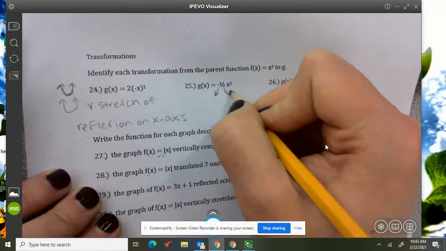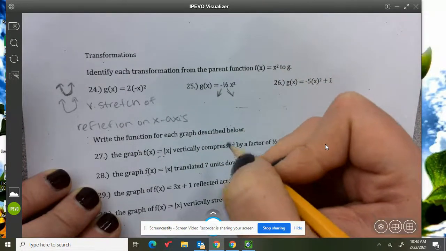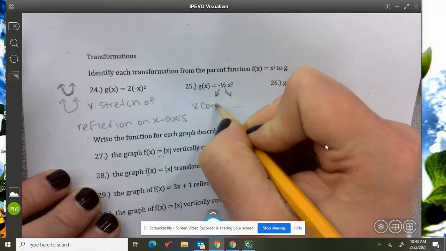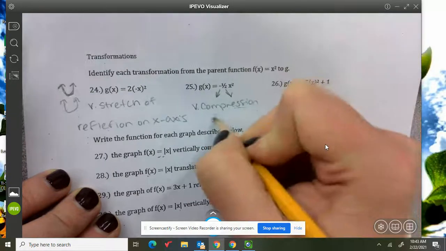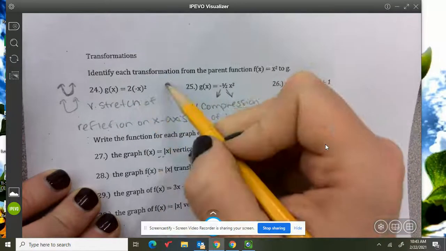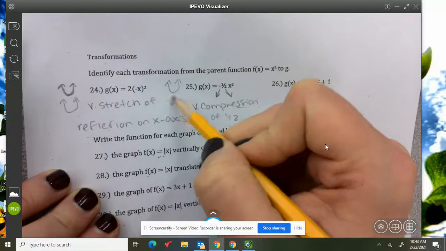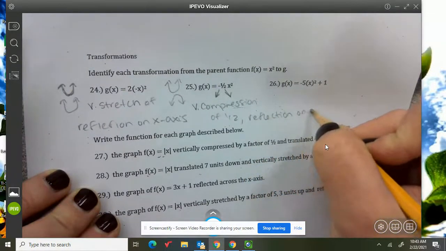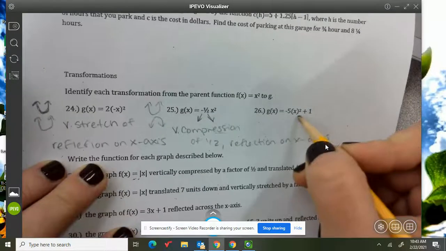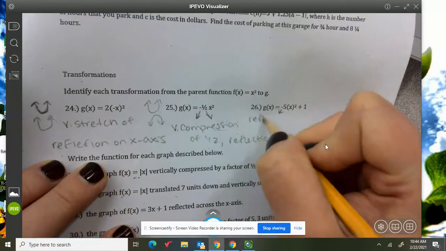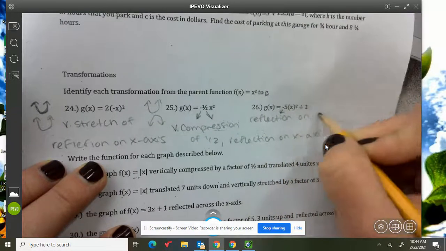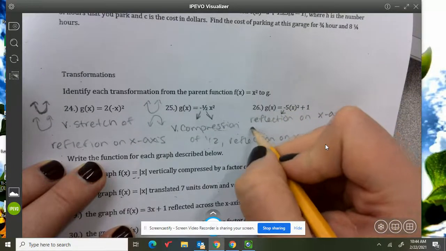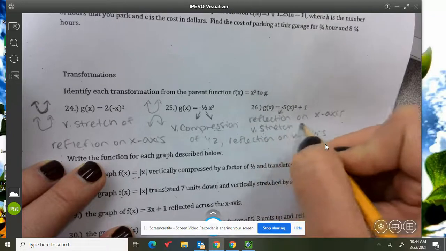Here, think of these as two separate entities. Same thing, x squared. The 1/2 will not stretch, it'll make it smaller. It'll look fatter, it'll be compressed, vertically compressed by a factor of 1/2. And then that negative will make all that positive outputs flipped over negative, so it'll be a reflection on x-axis. And here, there's going to be reflection on x-axis. The 5 is separate. Think of it as something completely separate. Not a -5, but the 5 is a vertical stretch of 5.